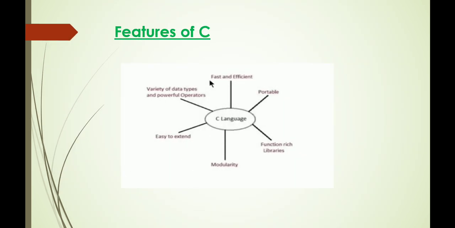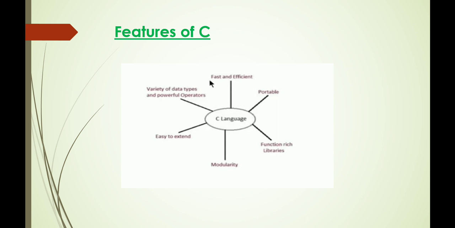Features of C. C has many features such as a variety of data types and powerful operators. C has many data types such as int, float, character, double, and operators. Mainly it has 3 operators. If we say the rich set of operators, then it has 16 operators. The next feature is easy to extend. Reliability, flexibility, interactivity, modularity, which means we can divide a program into small portions. Next, efficiency and effectiveness. Functions, rich libraries.